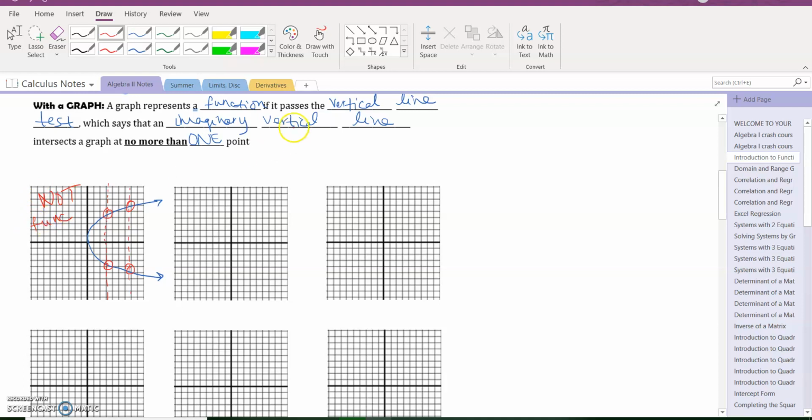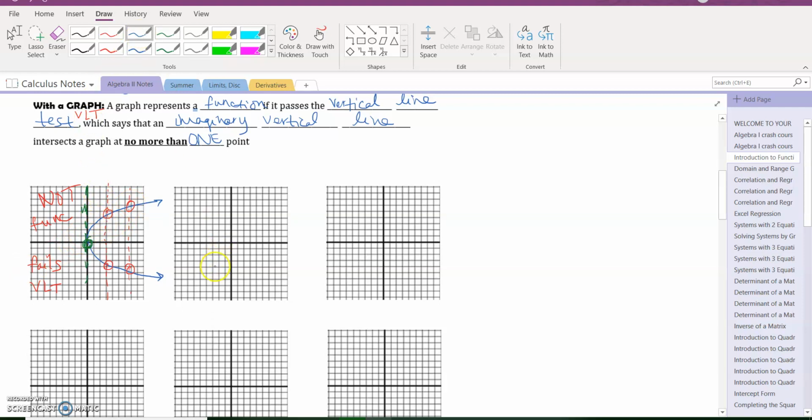And just keep in mind, we usually use VLT to abbreviate vertical line test because it's long to write. So it fails the vertical line test. There is, however, 1 point where it passes a vertical line test, and that's if you go right on the y-axis. I do pass the vertical line test right there. However, if it fails at one spot, then the whole thing fails and it's not a function.